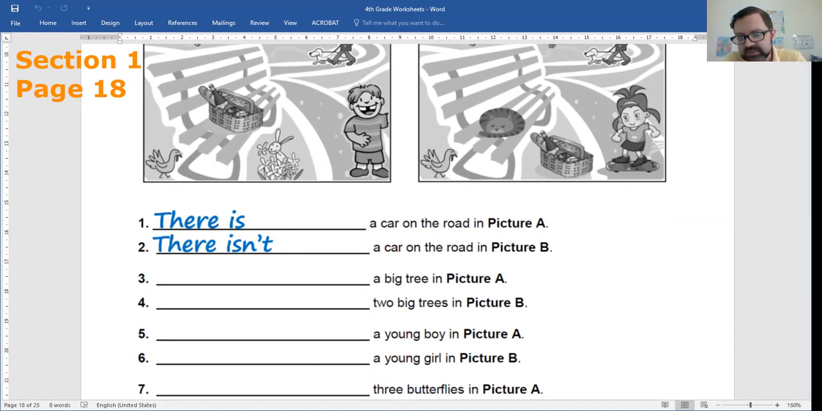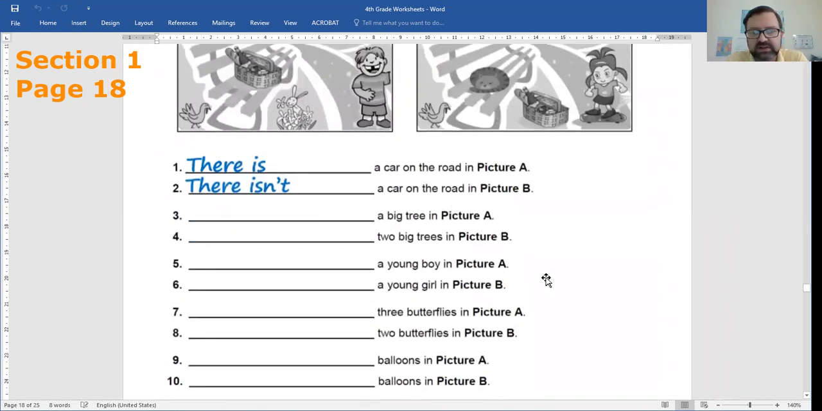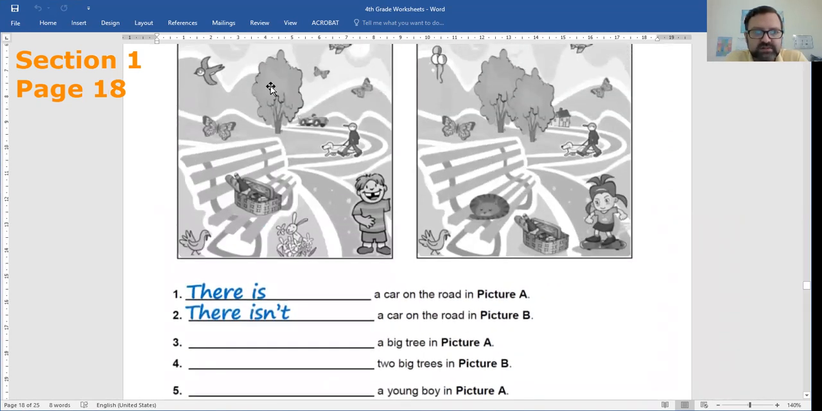There is a car on the road. Let me make this a little bit smaller so I can fit these pictures and the sentences on here. All right, there is a car on the road in picture A. We can see this car in the background. There isn't a car on the road in picture B, all right? Let's move on.